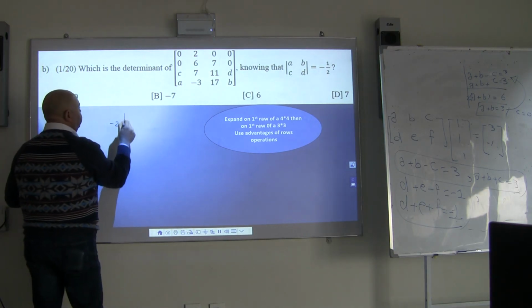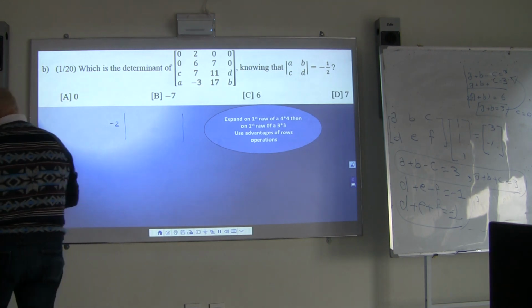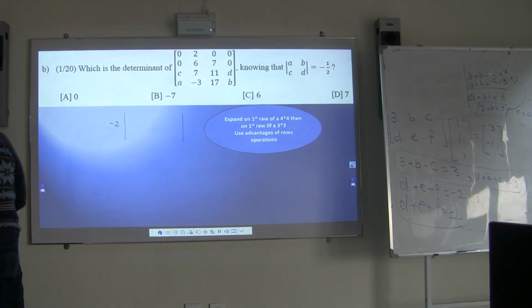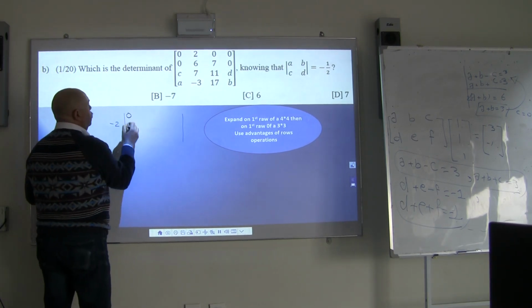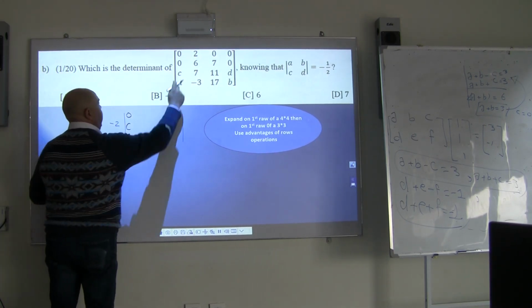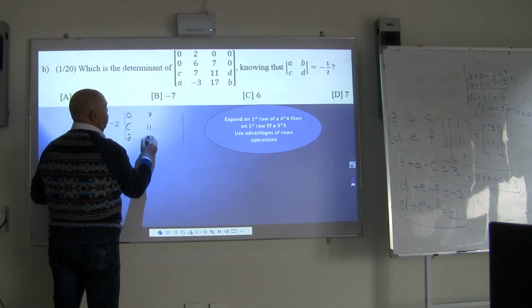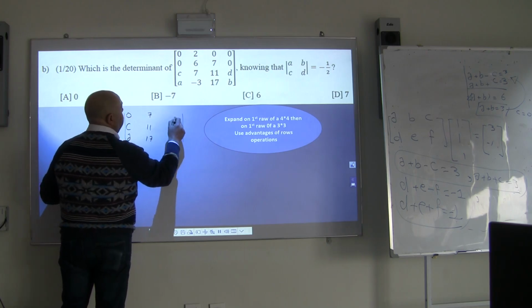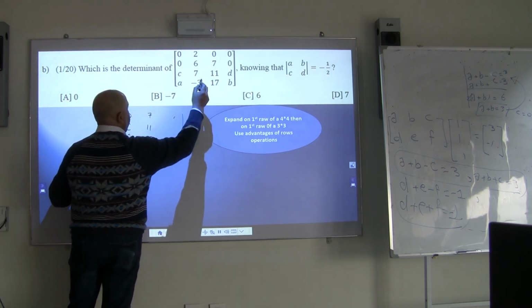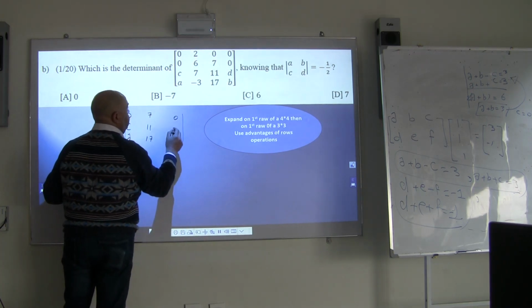You will have negative 2 times a smaller determinant, which starts with 0, C, and the A, then 7, 11, 17, and also you will have 0, D, and B. So this is 0, that's D, and that's B.